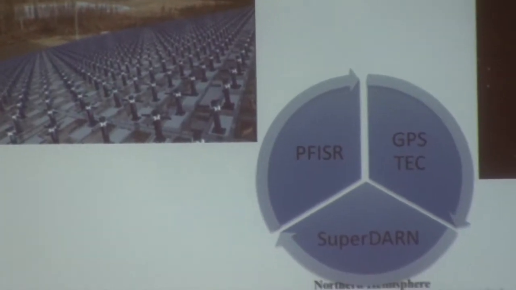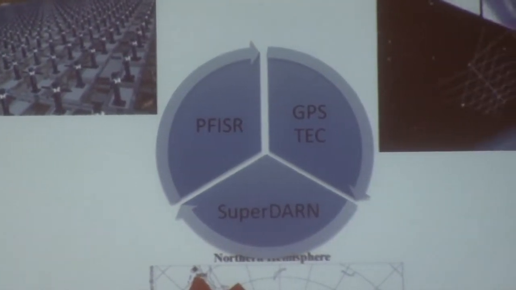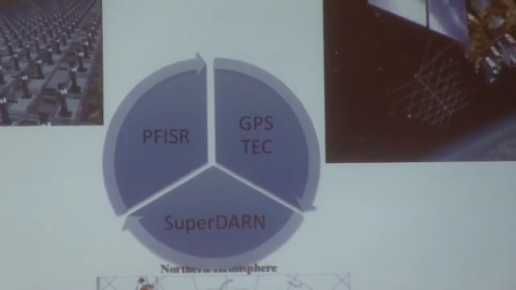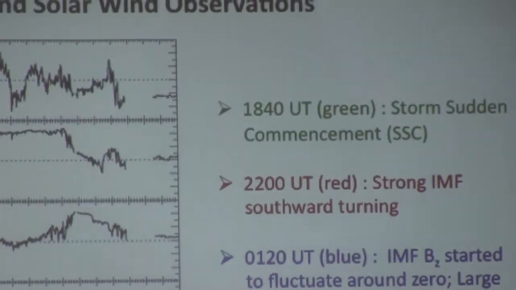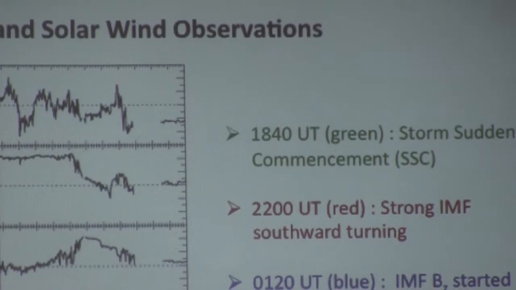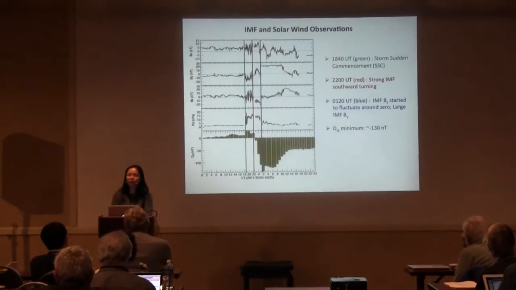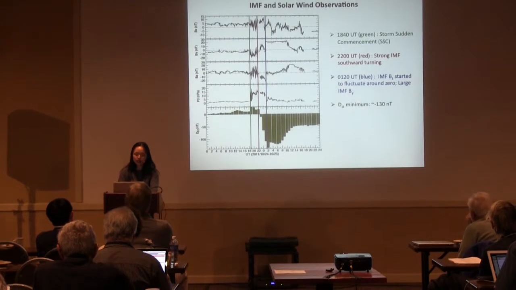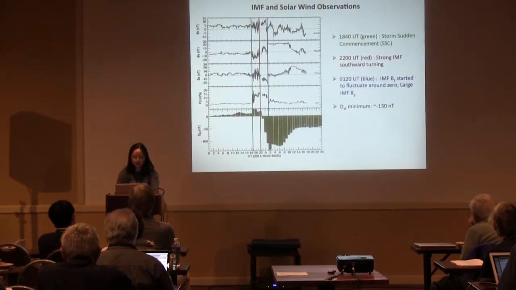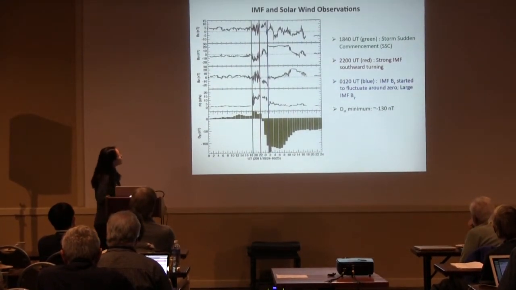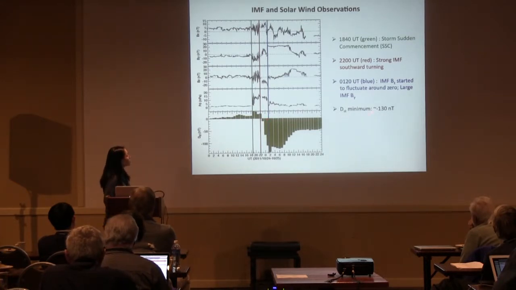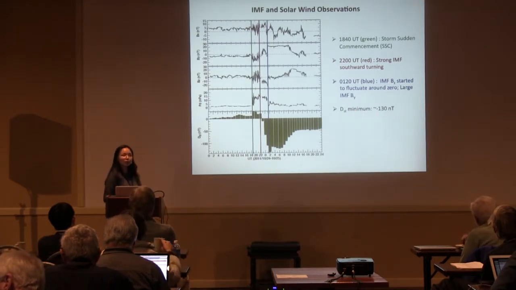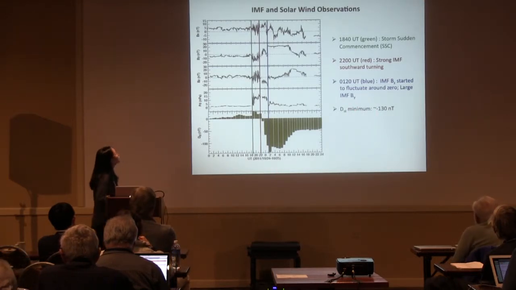This is especially important for us to look at highly dynamic electromagnetic variations in the aurora zone. Okay, so I concentrate on a storm that occurred on October 25th, 2011. This is a two-day IMF observation. This storm was induced by a CME, and the Dst minimum reached about minus 130 nanotesla. It's not a super storm, but it's a decent-sized storm.